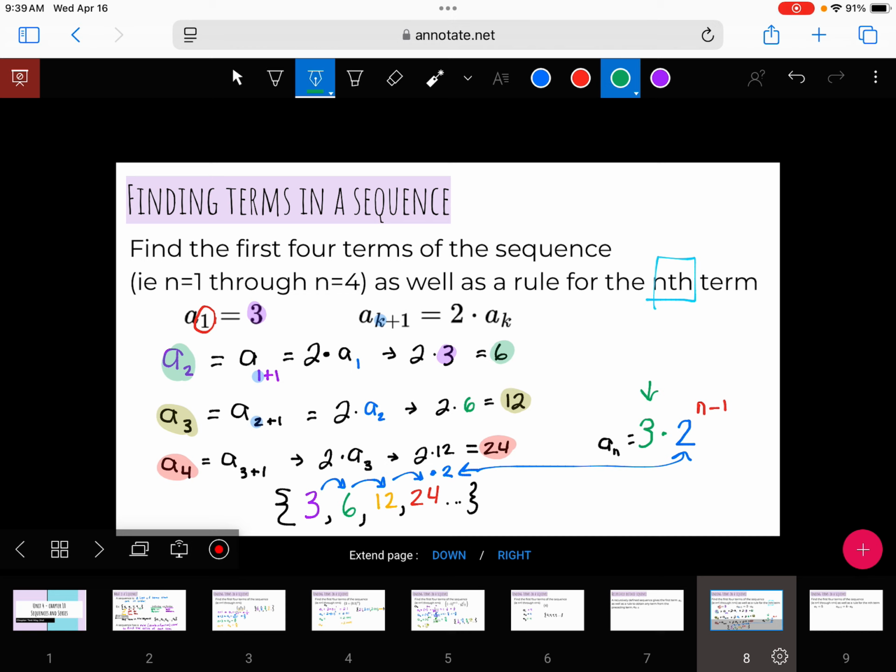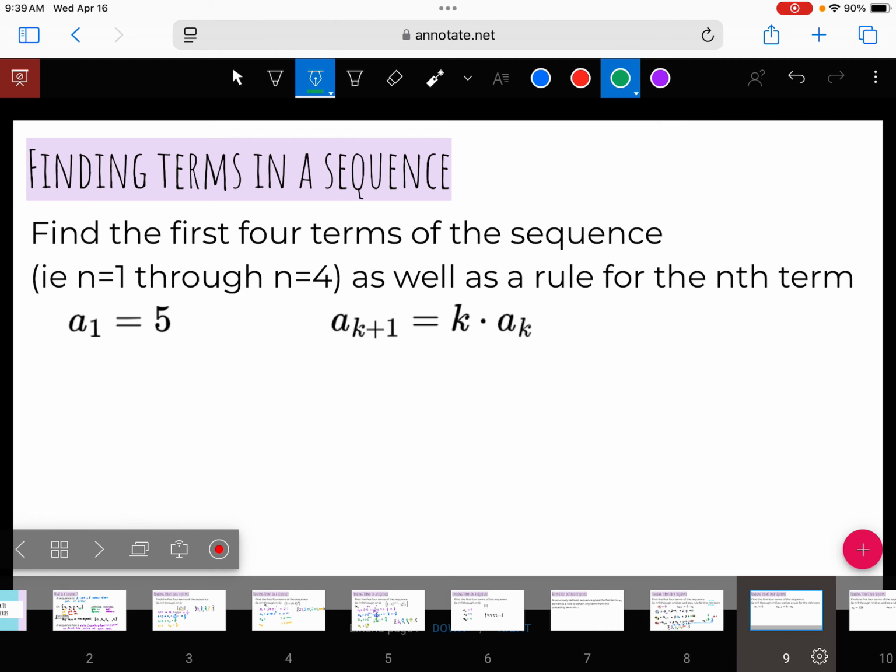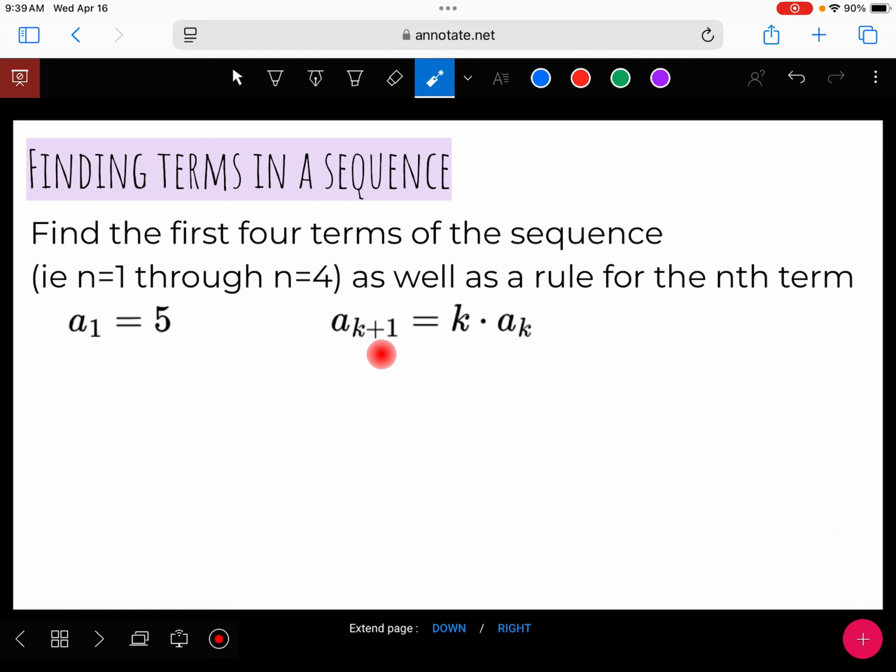We're going to just do finding the next 4 terms in this next one, and that'll be where we stop. We're not going to get to the equation on it because it's gross. So we're going to find our first 4 terms, and then we'll call it good. I can show you the equation if you want, but finding it's a pain. So if we now tell you that a sub 1 is 5, and I can find a sub k plus 1 as k times a sub k.